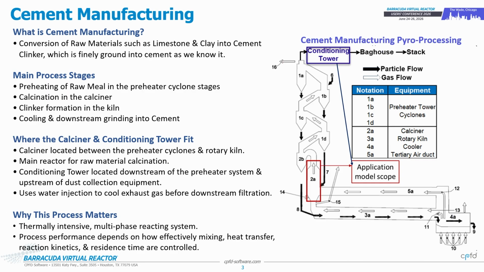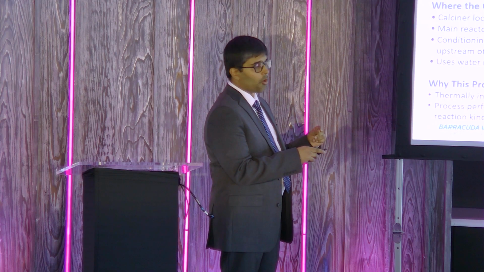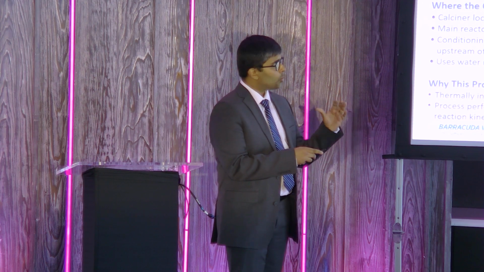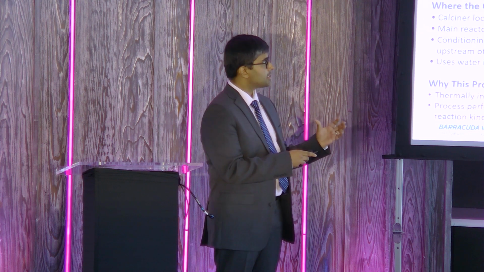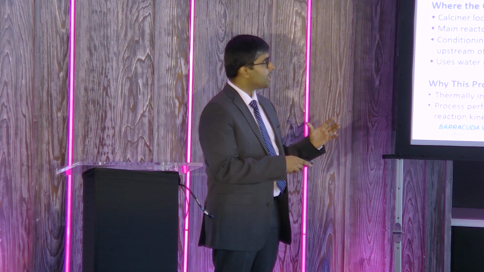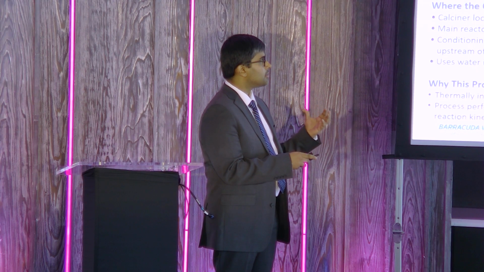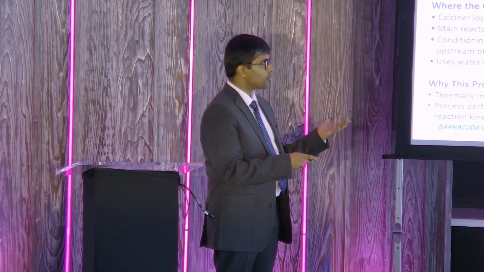And then for our application model, the scope of the calciner starts at the end of the rotary kiln and terminates at the start of the preheater stage cyclone system. And for the conditioning tower, this is located downstream of the top stage preheater cyclone, and its main goal is to cool down the hot flue gases to a desired temperature before the gases and the fines are sent to a filtration system such as a baghouse and then eventually sent out through the stack.